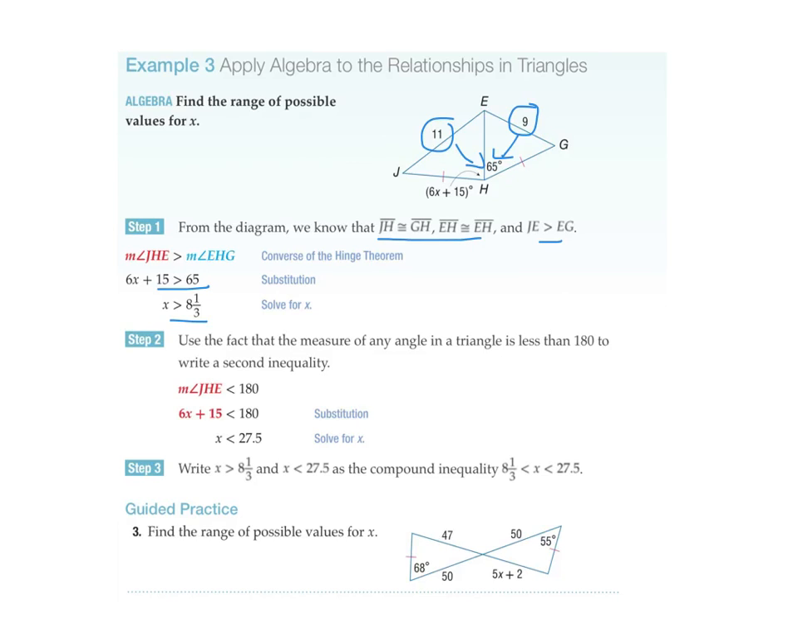And as you can see with step 2, what we're looking at now really is basic algebra. If you look, it's saying that JHE must be less than 180 because that's the amount that's in a triangle. Set them in theory equal to each other but in inequality form and solve again. So you know from step 1 that x is greater than 8 1/3, and from step 2 x is less than 27.5. So put it into a compound inequality.